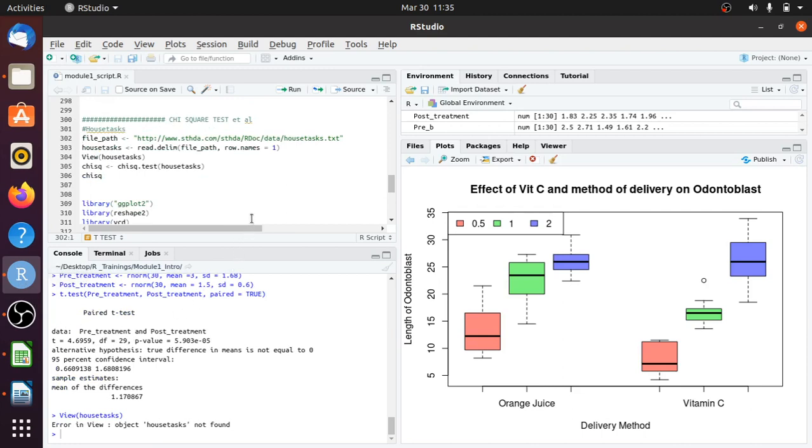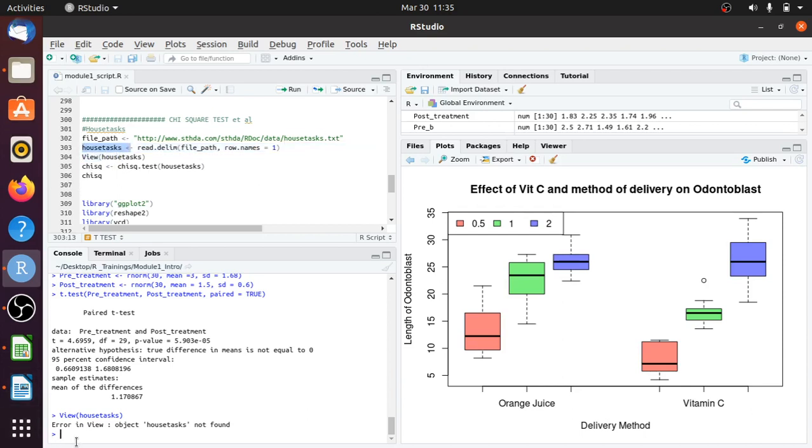However, the same thing we've done before: you read in your data. Let's say your data is house tax, for example. You save your data that way, and you can view it.